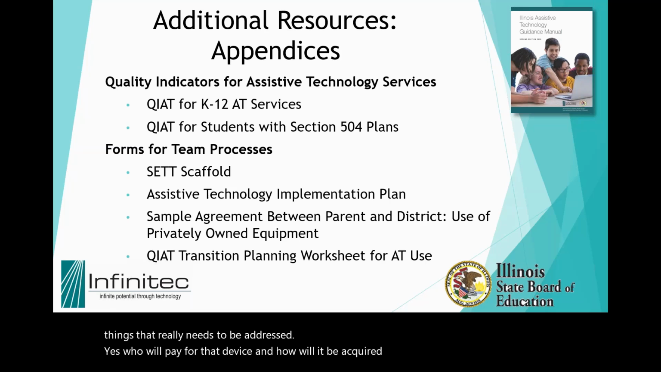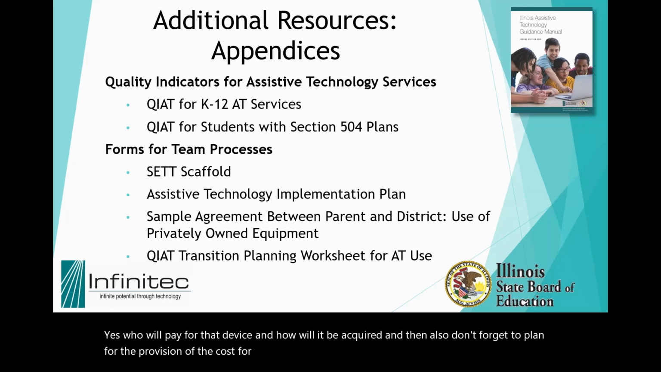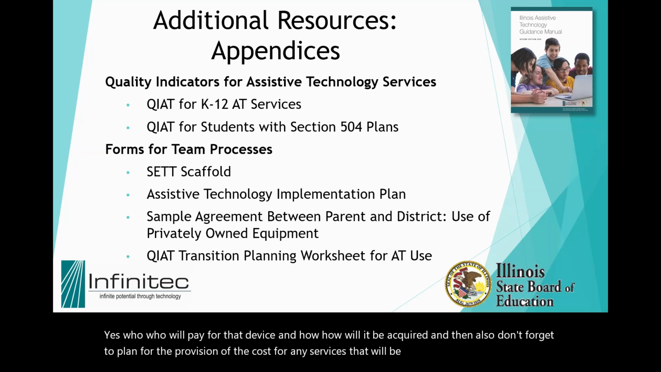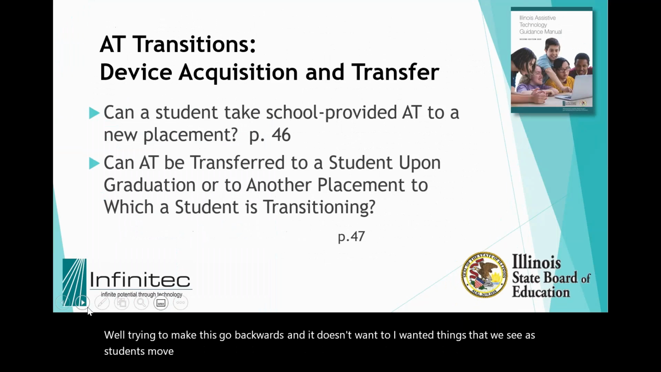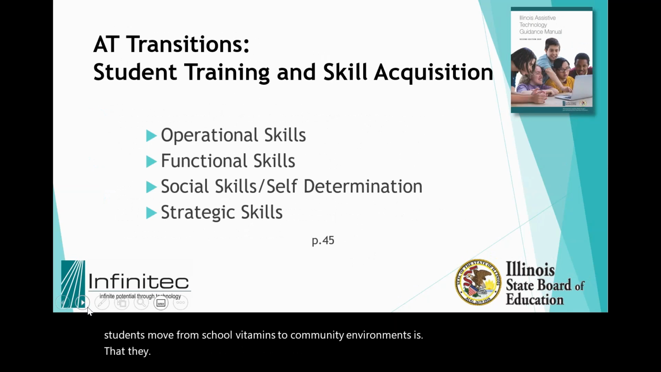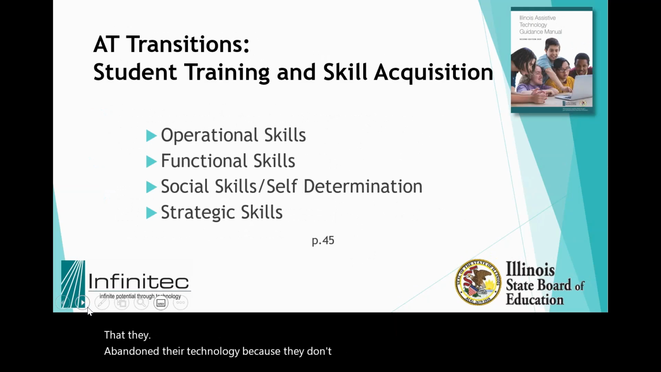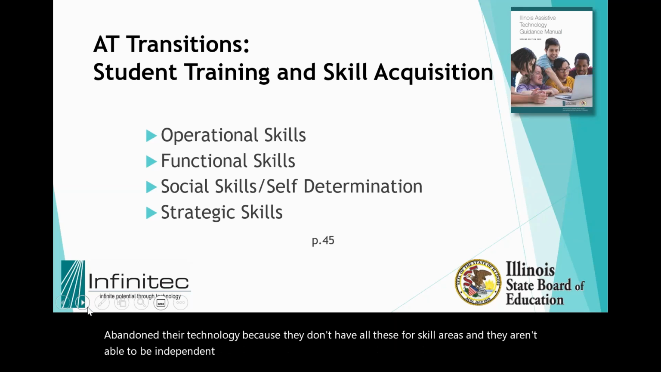And then also don't forget to plan for the provision of and the cost for any services that will be needed in order to make sure the student or the person is still able to use their assistive technology as an adult. One of the things that we see as students move from school environments to community environments is that they abandon their technology because they don't have all of these 4 skill areas and they aren't able to be independent. The school has done a lot of supporting of the assistive technology use.